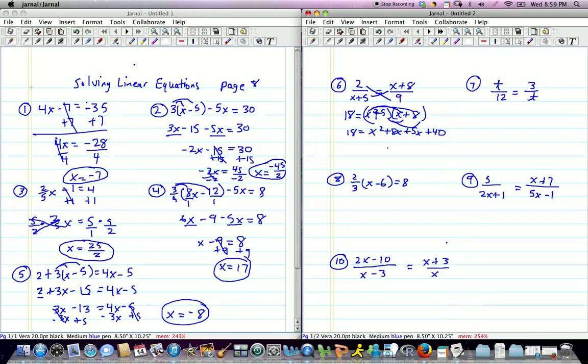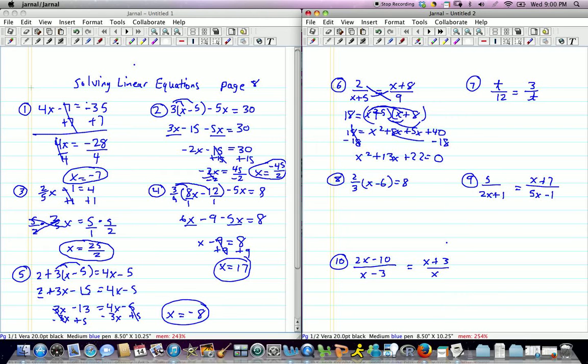Now I look at this and I say, let's combine these together, and let's subtract the 18 over, because this is a quadratic and it needs to be equal to 0 for me to solve it. So now I'm going to get x squared. I combine these in the middle and get 13x. And I take 40 minus 18 and get 22 is equal to 0.